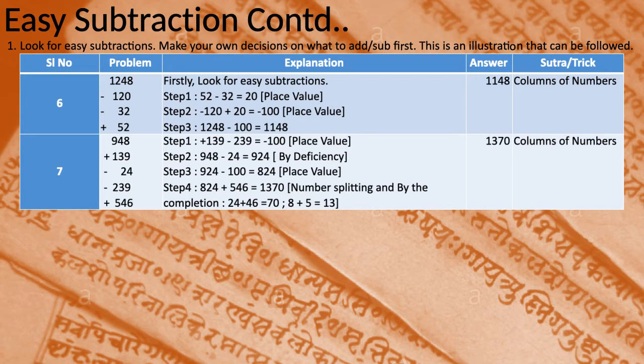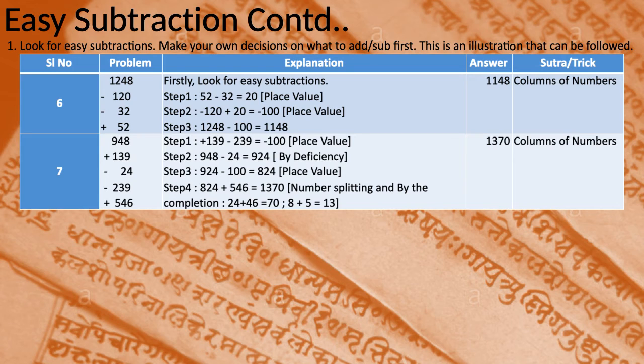If I take off 139, there is 100 left over which I have to take out. I cannot take out 239 from 139, so 139 I gave it. I have 100 more left which I have to take out. I'll remember that 100.